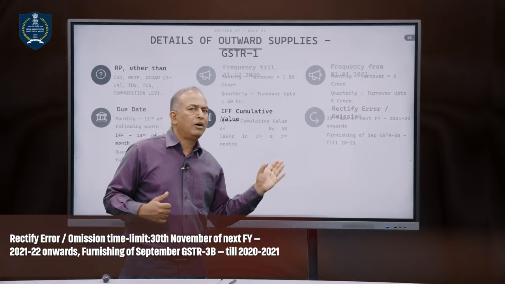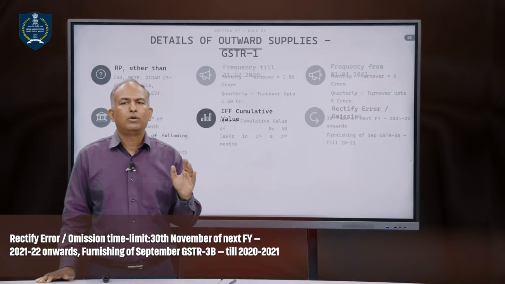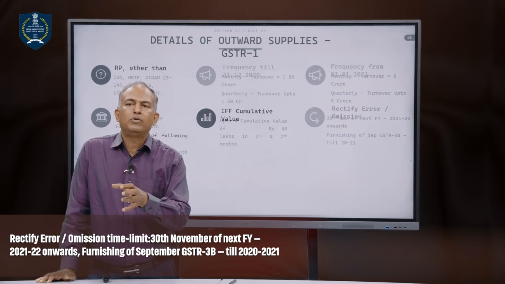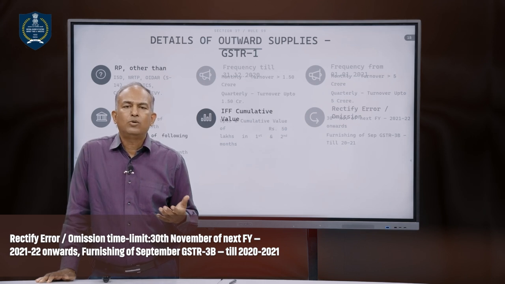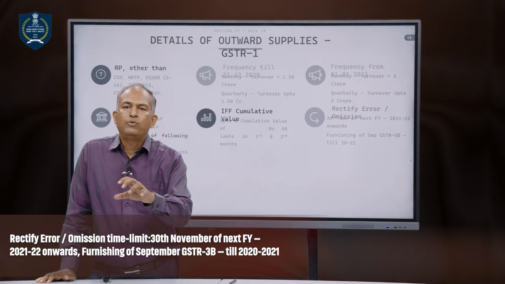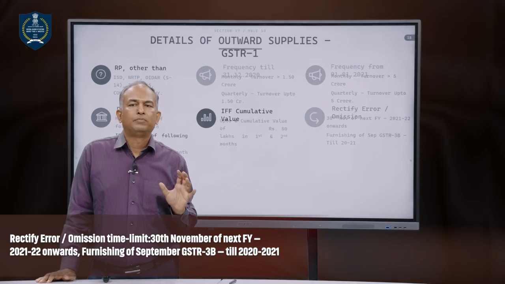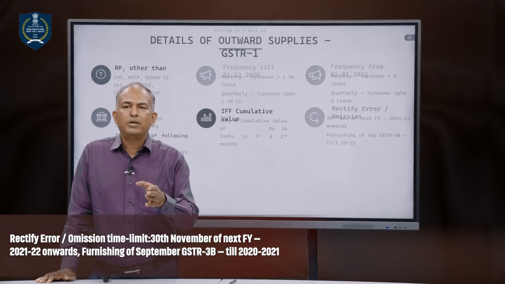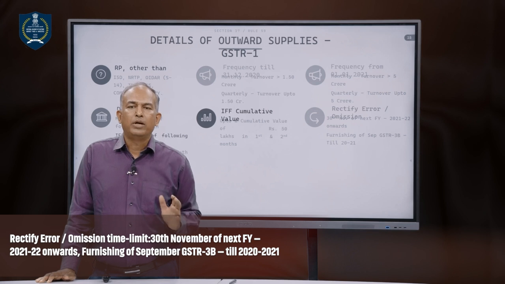Whereas, if it is from the period 2021-22 onwards, the amendment can happen till 30th of November of the next financial year. What does it mean? It means that if there is a mistake that I made in my April 2023 GSTR 1, the amendment can happen with reference to any GSTR 1 filed before 30th of November 2024. That is, for April 2023 GSTR 1, the amendment can happen till 30th of November 2024.